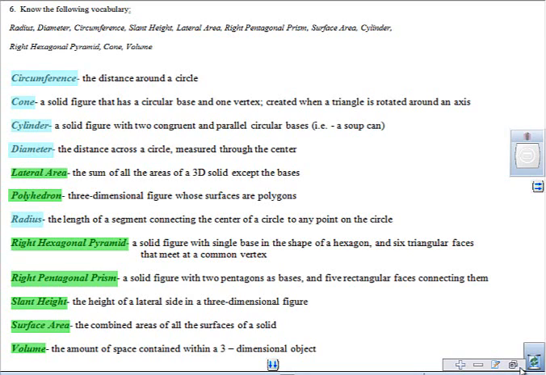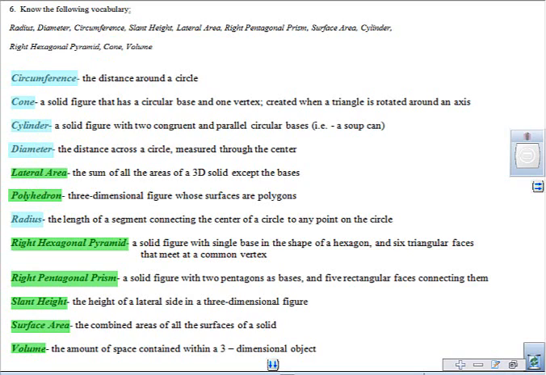All right, here we have a list of some vocab that you'll want to know. What I've highlighted in blue is the terms that deal with your circular figures: circumference, cone, cylinder, diameter, radius. These aren't in any particular order, it's just alphabetical. And what's in green is just the rest of the terms. Make sure that you study these. You may want to make some flashcards.